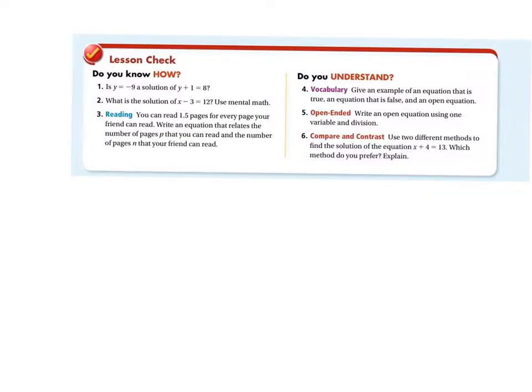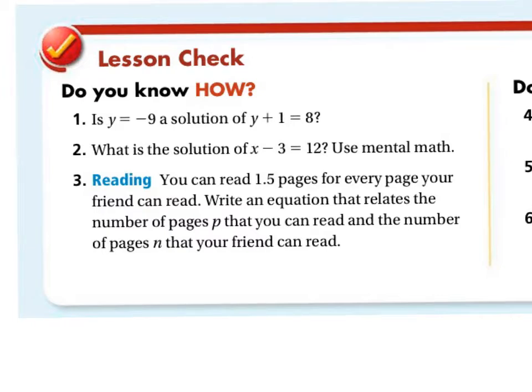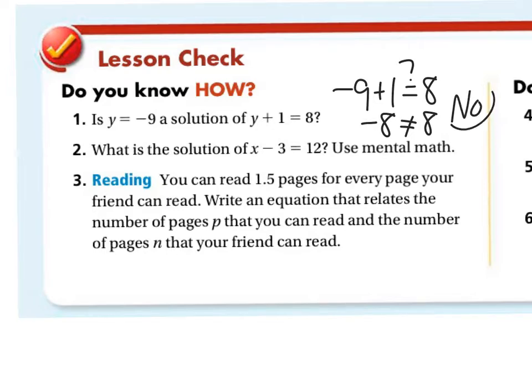So we'll look at the lesson check. Number 1 is y equals -9, a solution of y plus 1 equals 8. So what we're going to do is just substitute -9 in place of the y. -9 plus 1 is -8. -8 is not equal to 8, so we could say no, it would not be a solution.